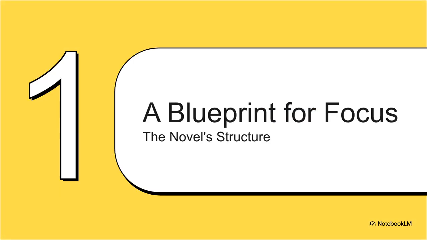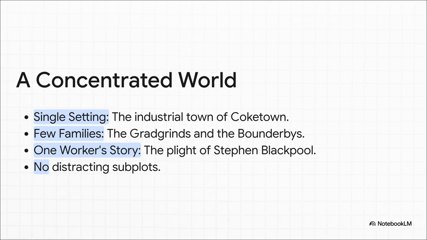So where does all this focus come from? Well, it all starts with the novel's bones, its structure. It's like a blueprint for a perfectly tuned machine. You can see Dickens actively fighting his usual instincts here. He locks us into a single setting, the industrial hub of Coketown. The entire story really centers on just two families and one worker's struggle. There are no side quests, no detours, which keeps our attention fixed on the novel's central message.